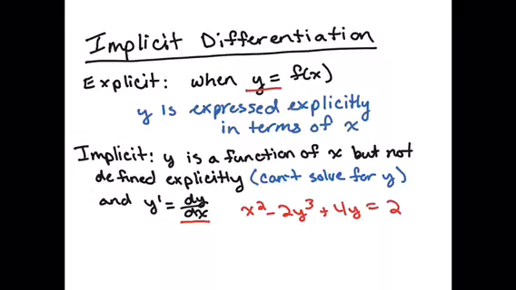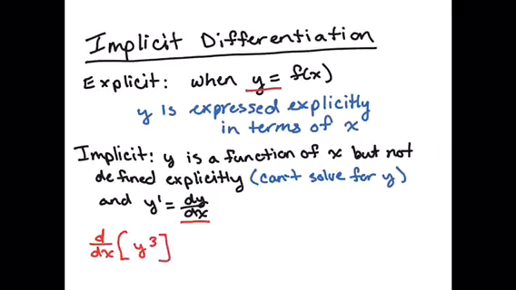Now let's just look at the y cubed. If I wanted to take a derivative of y cubed, knowing that y is a function of x, I just don't know what it is, that makes this a chain rule problem. And the derivative of the outside function would be 3y squared times the derivative of the inside function, and we don't know exactly what it is, we just write that as dy/dx.